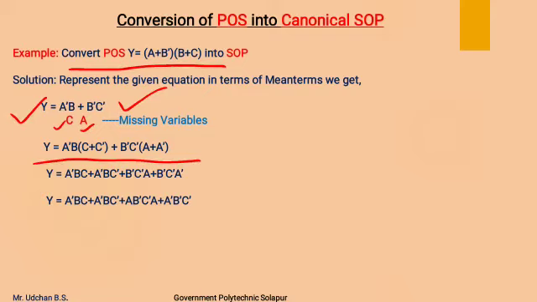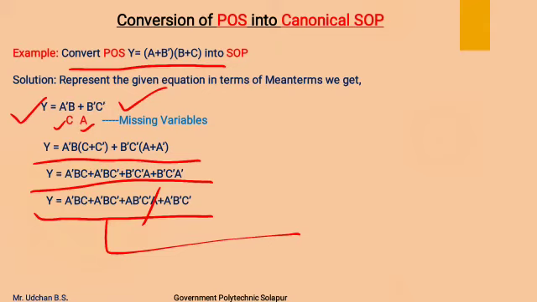After multiplication we get this equation, and after rearranging the equation in ABC format we get the final equation a bar bc plus a bar bc bar plus a b bar c bar plus a b bar c bar. Here by mistake a is written. So this is how we get the POS expression converted into canonical SOP form.